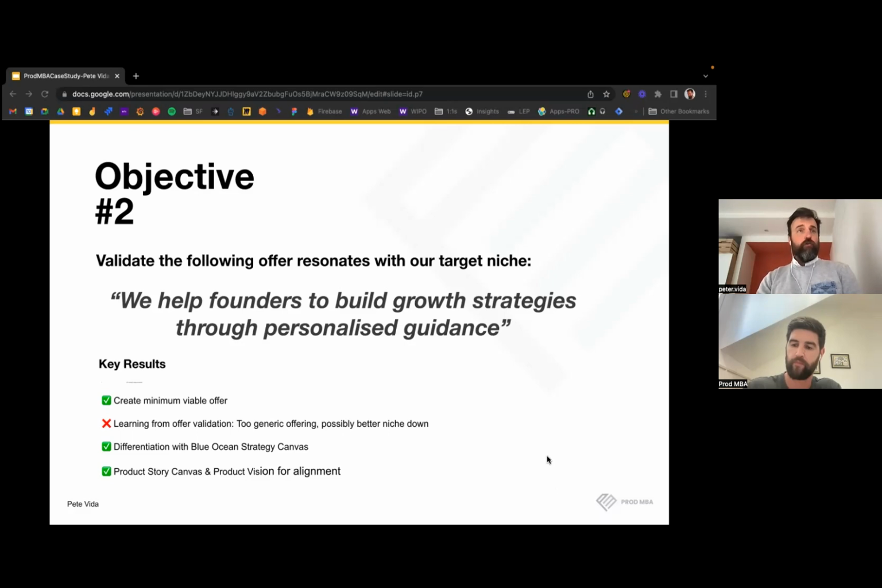During this part, we also thought about how we're going to differentiate ourselves from the competition, and what the vision is. We used something called the product story canvas, which is a really powerful tool to build an understanding of the niche, but also their desires, and how we as guides can help them. And I'm going to talk a little bit more about this on the next slide as well.